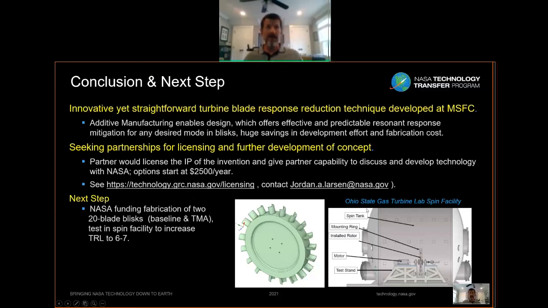I've spoken and worked with folks at the Ohio State Gas Turbine Lab spin facility. And here's where you would put the installed rotor, and you spin it up, and they have a multitude of methods for exciting the blade modes as this thing is spinning. That would move this technology readiness level up to a 6 or a 7, a really good level. So that's all I have at the moment.